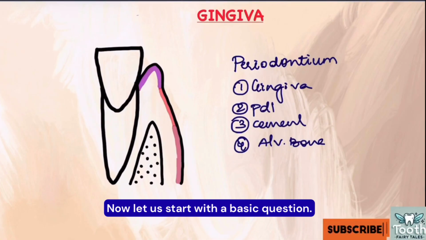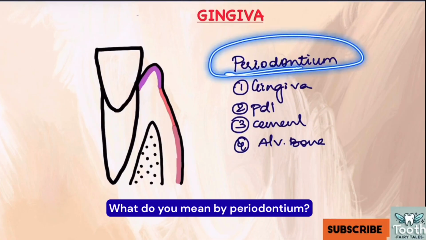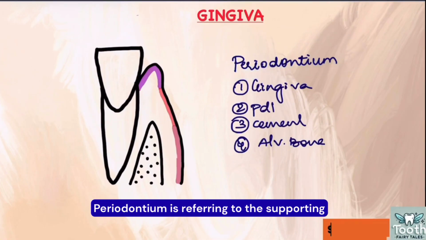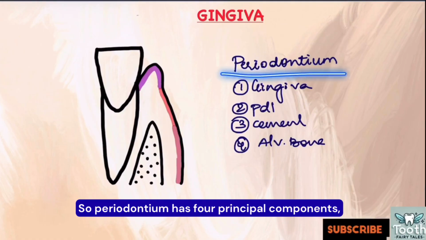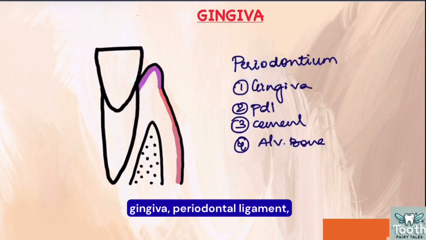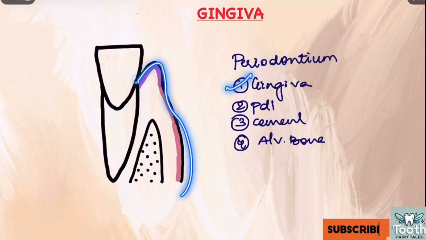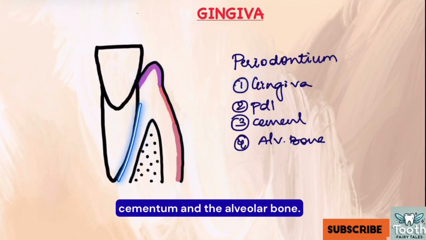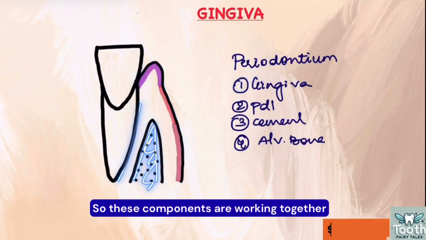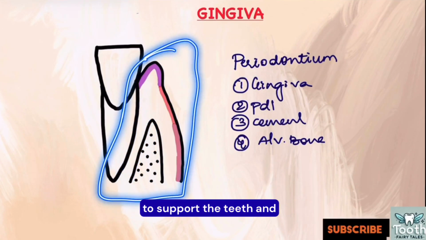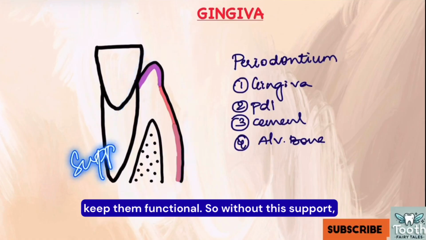Now let us start with a basic question. What do you mean by periodontium? Periodontium is referring to the supporting structures of the teeth. So periodontium has four principal components: gingiva, periodontal ligament, cementum, and the alveolar bone. These components are working together to support the teeth and keep them functional.